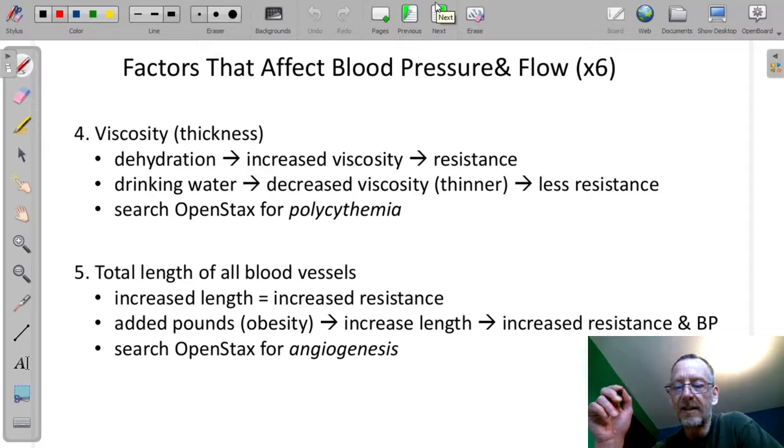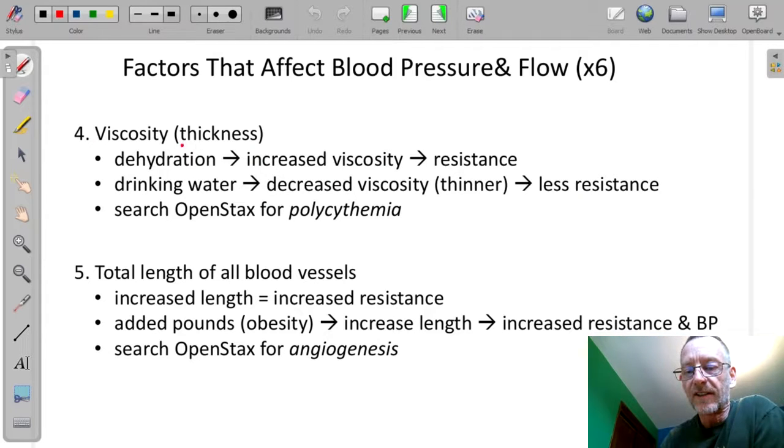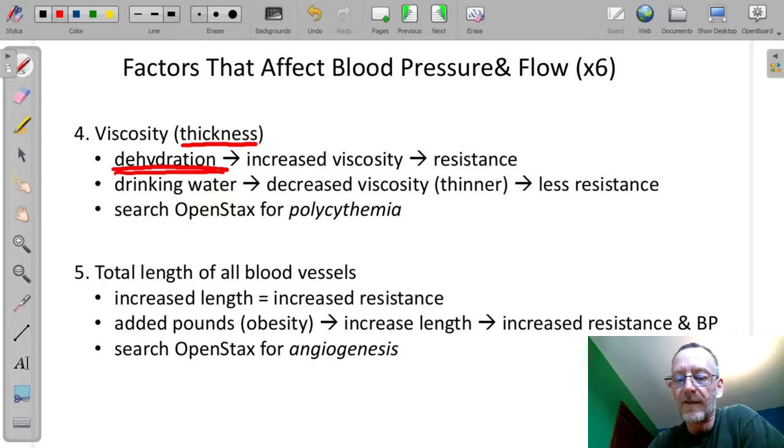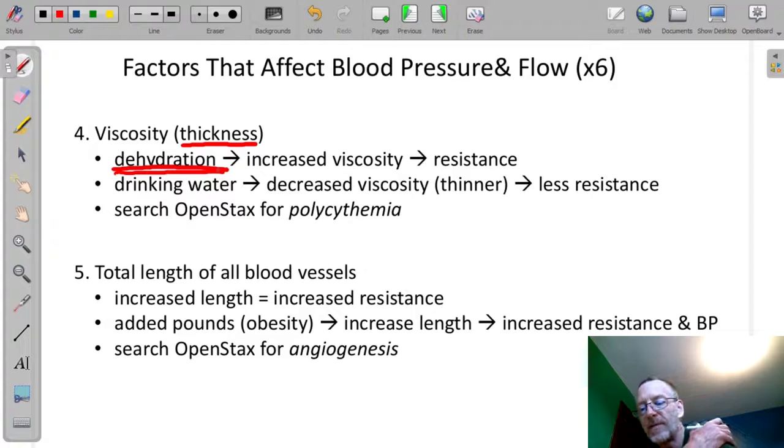So viscosity of the blood. This is the thickness. So blood can get thick and thin, but it's not getting thinner again by the use of anticoagulants. Dehydration is the main factor here for viscosity. And if you become dehydrated, you have lost water, and the blood cells in the blood become more concentrated as the plasma is reduced.